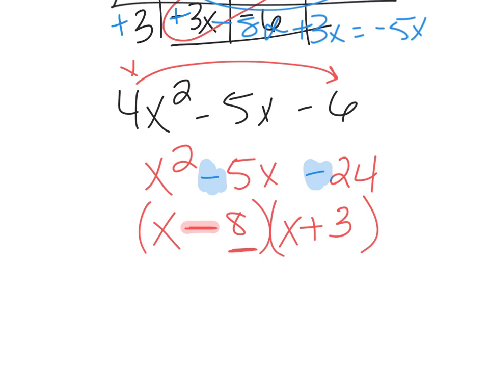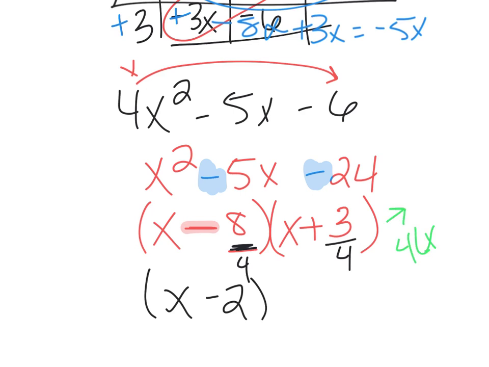Okay, so now I can't leave it like that because I got the 24 by multiplying the constants, so I have to undo that multiplying the constants by dividing by 4, since that's what I multiplied by. Okay, so 8/4 simplifies again to negative 2. And this one, I'm going to multiply the whole thing by 4 to clear that denominator. Sorry. So that's going to give me 4x plus 3.